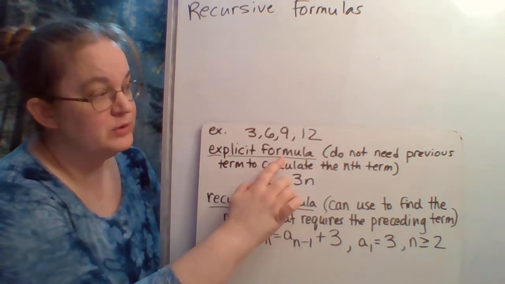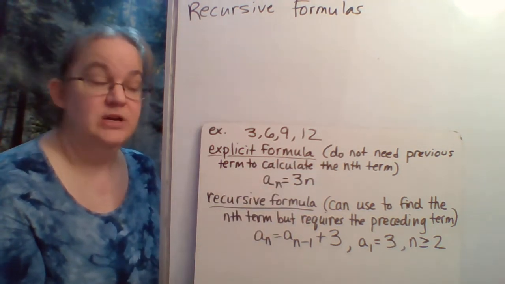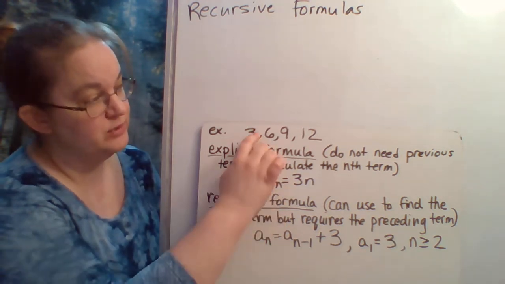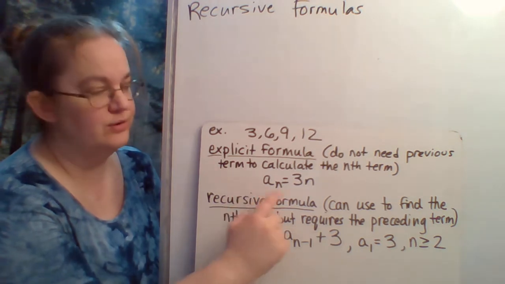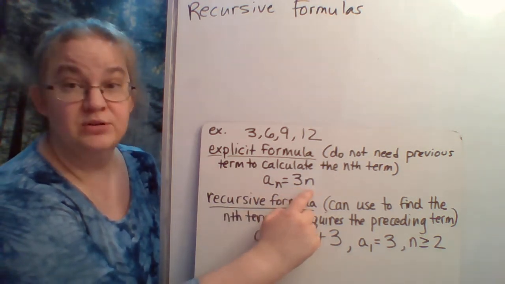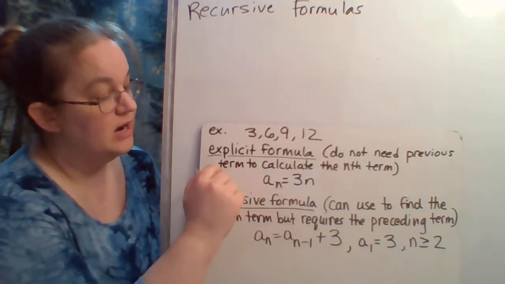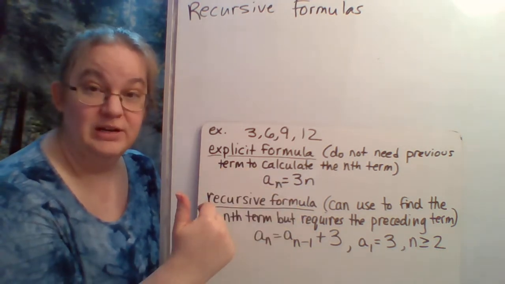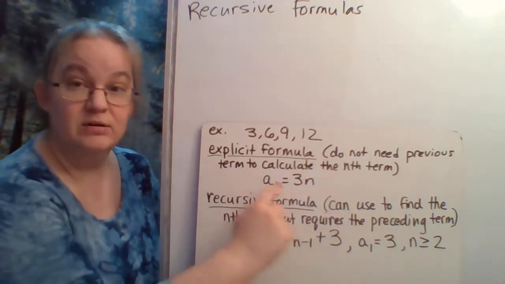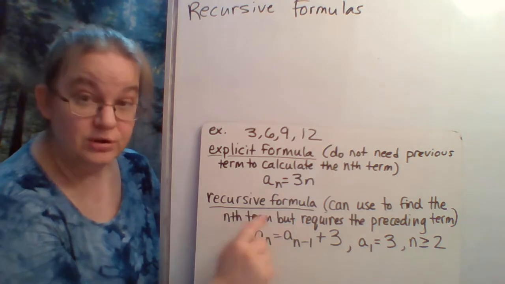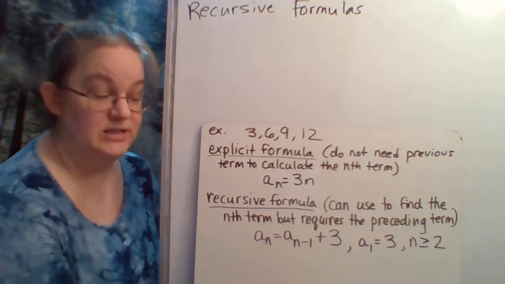With an explicit formula, you don't need the previous term in order to find the next term. So for instance, if I have the formula for this sequence and I want to know the 30th term, I would just do 3 times 30 and it would be 90. I don't need to know the 29th term, because it doesn't depend on the previous term. A recursive formula depends on knowing the previous term in order to find the next one.